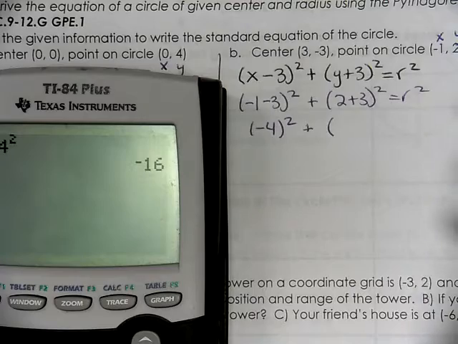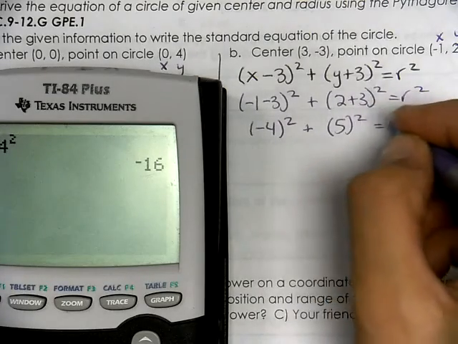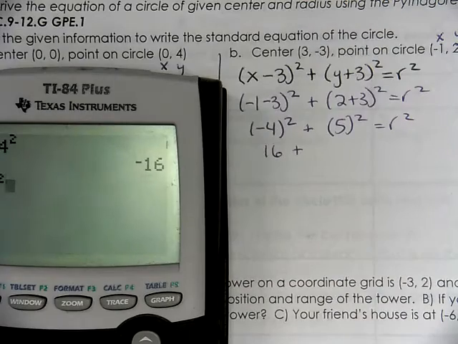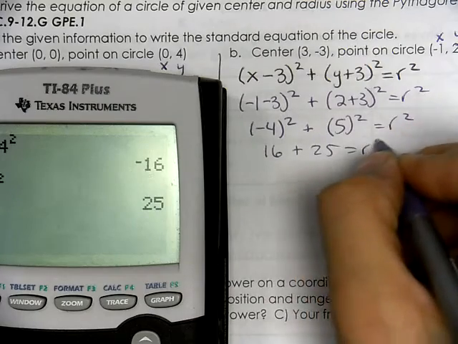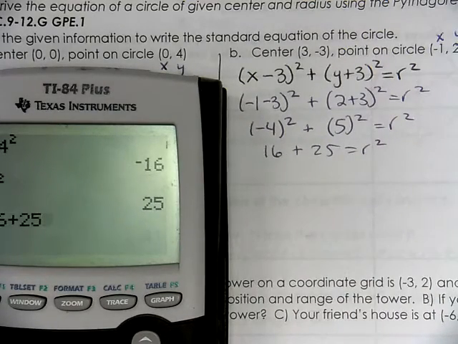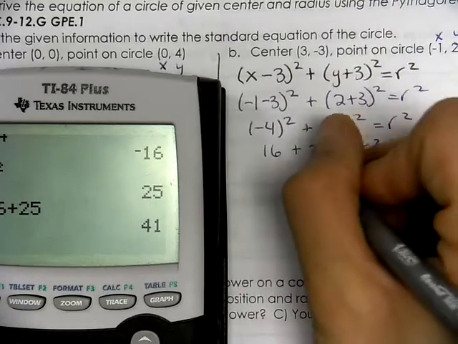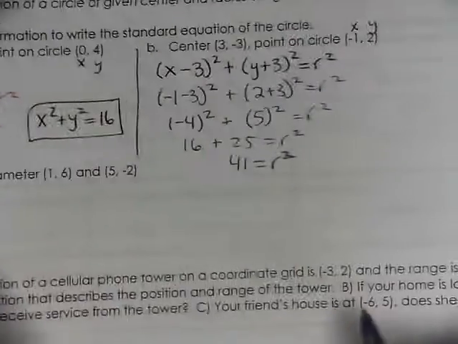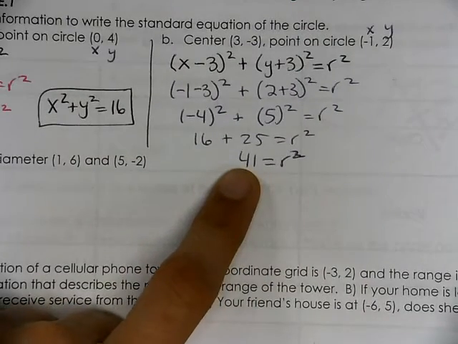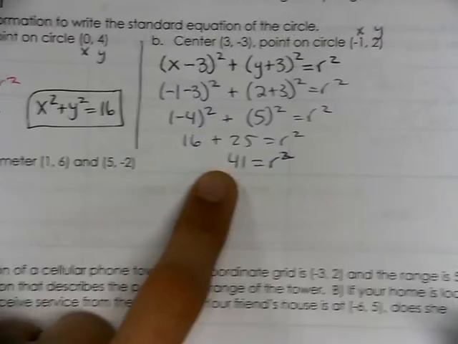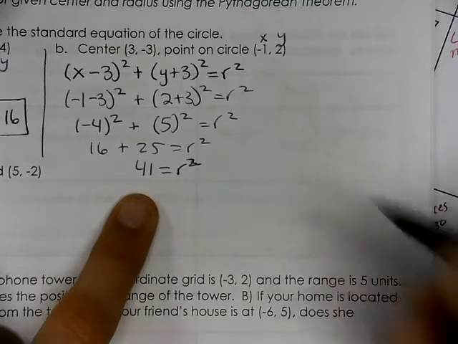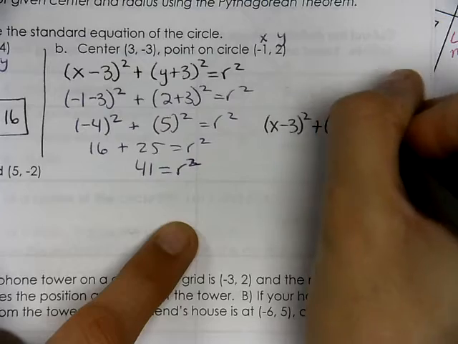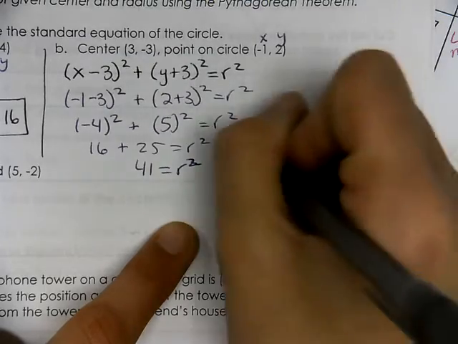What's 2 plus 3? 5. So 5 squared equals r squared. So we got 16 plus 25, 41. So do you see now, on the first one we could have taken the square root and we would have gotten 4. Here, the square root of 41 is not a nice number. So that's why you just leave it as 41. So my equation is x minus 3 squared plus y plus 3 squared equals 41.